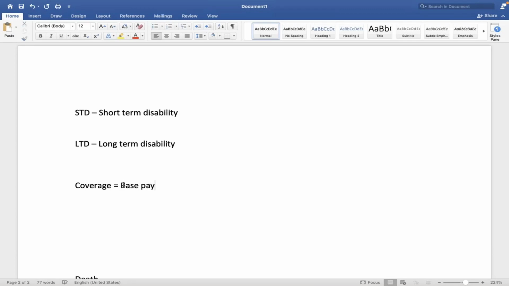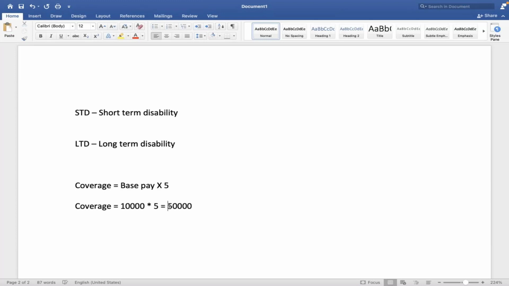Base pay multiplied by 5 times. What does it mean to multiply by 5? Assume an employee's base pay is 10,000 US dollars per annum, multiplied by 5, that is 50,000 US dollars, and the employee will get that coverage. If anything happens to the employee, long-term disability, the company will offer this much amount.